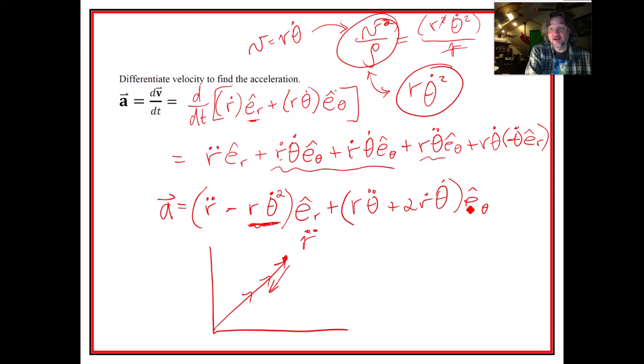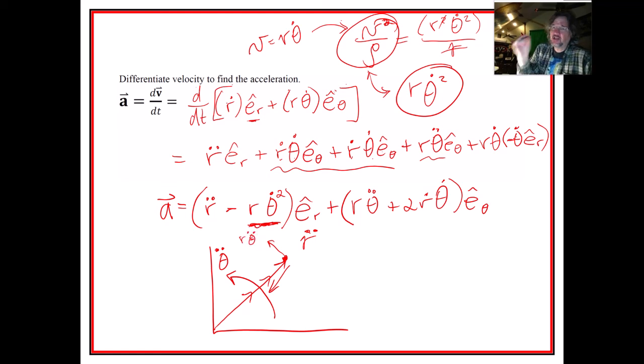We also have over here in the theta direction the possibility that this thing is spinning faster and faster. So in terms of an acceleration that might be coming out right there, in that direction we have this r theta double dot.